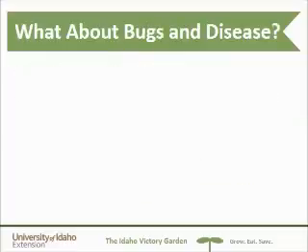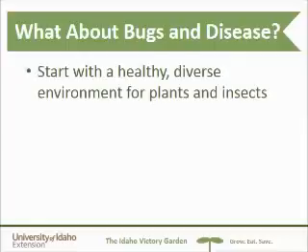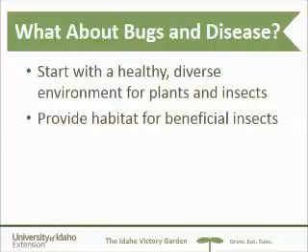So what about bugs and disease? Are they unavoidable? Well, chances are you're going to have something happen in your garden throughout the season that you wish was not happening. But for the most part, if you do start with a healthy, diverse environment for all the plants and the beneficial insects in your garden, you're going to have a much easier time of it. So how do we do that? Well, first of all, we want to provide some habitat for beneficial insects.